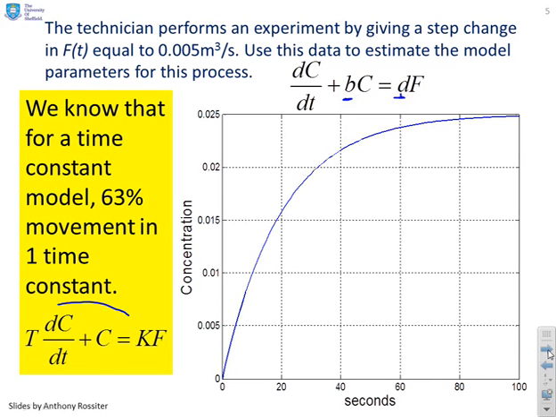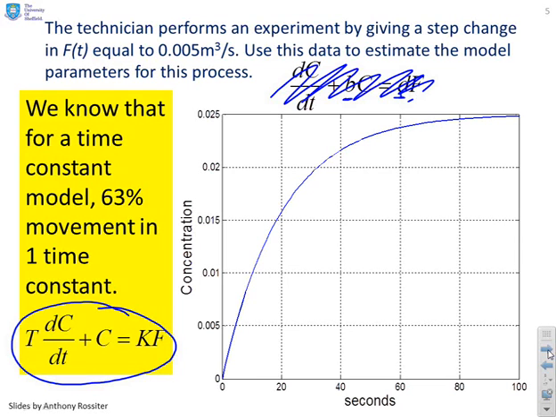So a time constant form for this system would be written like this, T dc/dt plus c equals some K times F. So what I'm going to do is ignore what they've given me for the time being because it's confusing, and I'm going to say what I know is the time constant form. So let's go back to that.